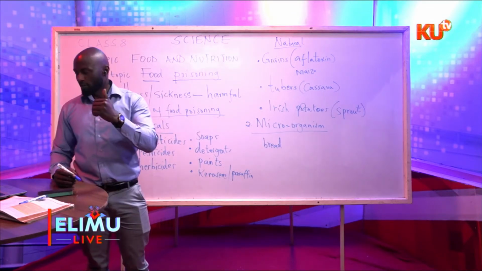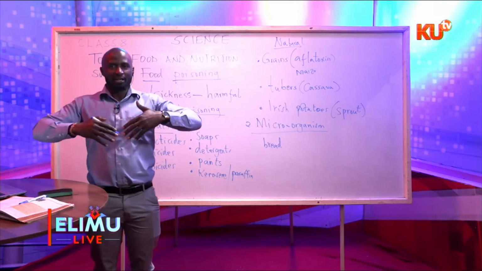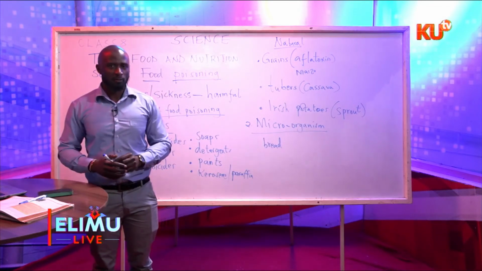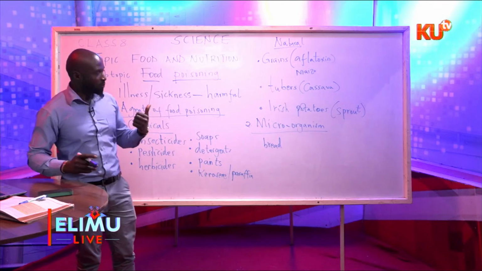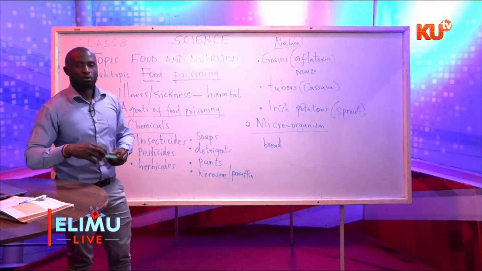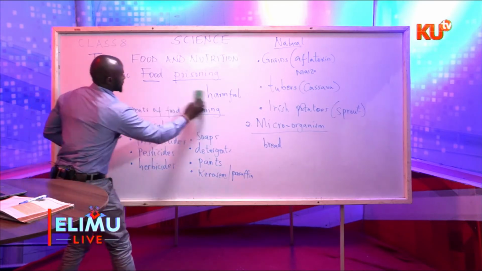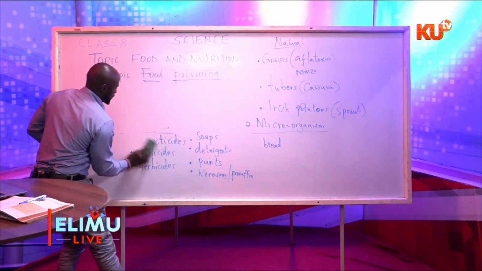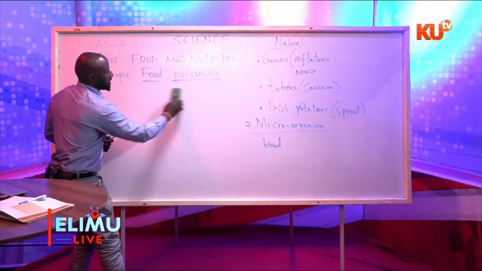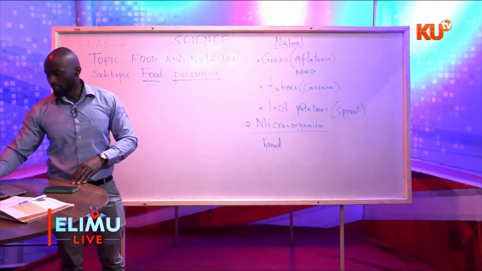And we have signs. Signs, basically, boys and girls, are observable characteristics. So for us here, we shall work with symptoms. So let's talk about symptoms of food poisoning. Now, the following are basic symptoms of food poisoning that we can look at.